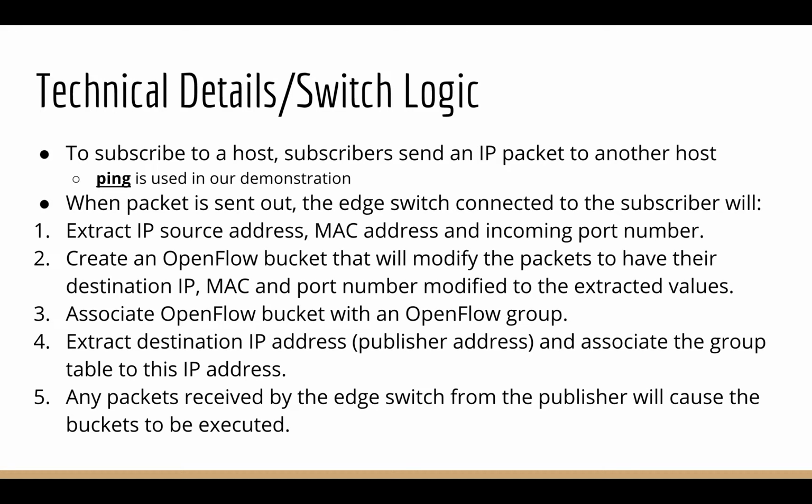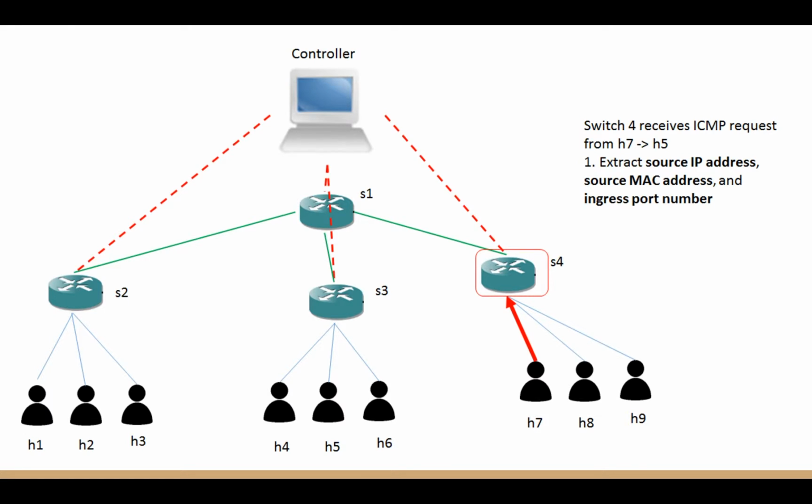The OpenFlow bucket will then be associated with the OpenFlow group, and the ping destination IP address, also known as the publisher address in our case, will then be associated with this group table. So any packets received by this edge router from the publisher will cause the buckets to be executed. So, a more graphical example.